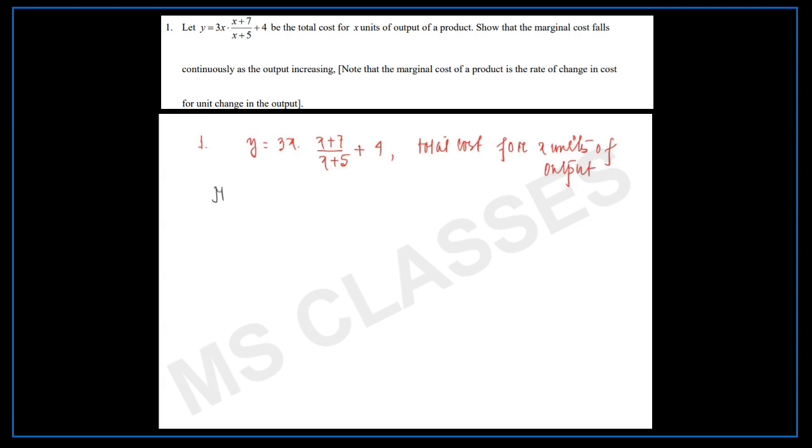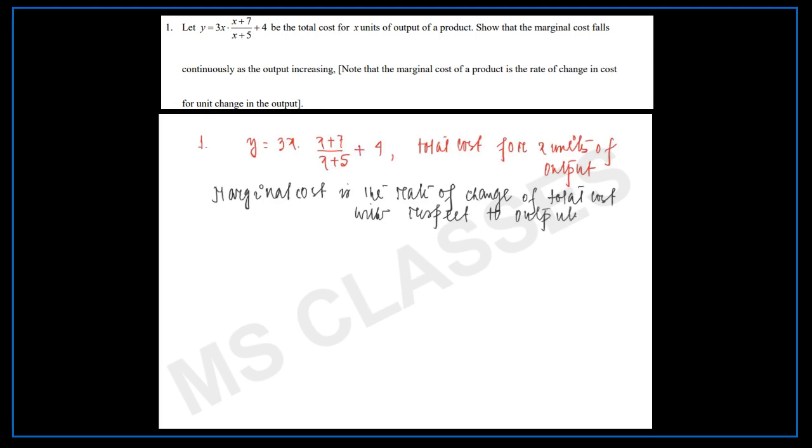Marginal cost is the rate of change of total cost with respect to the output unit. That is, marginal cost is given by dy/dx.